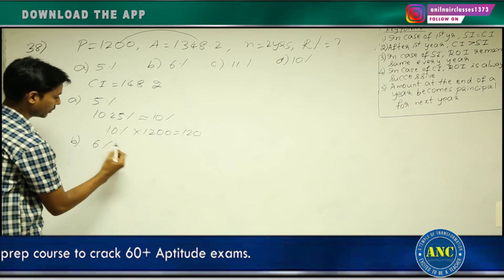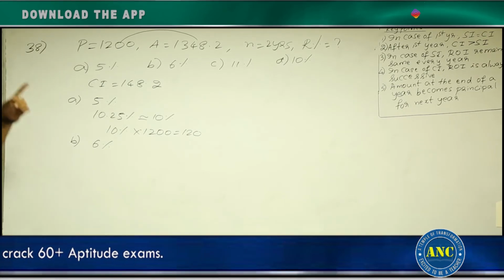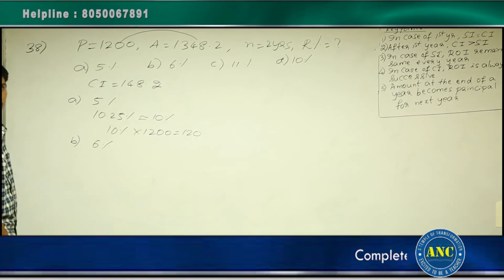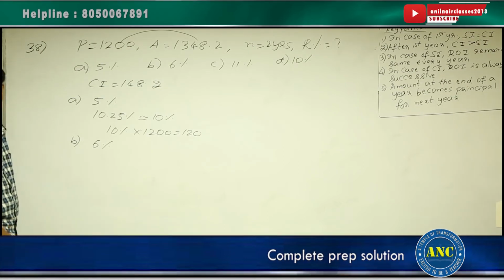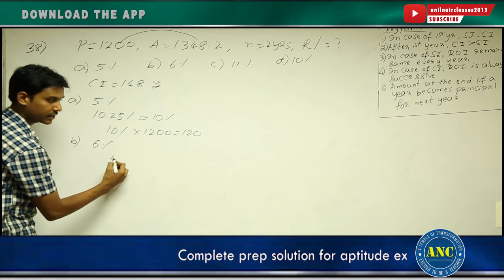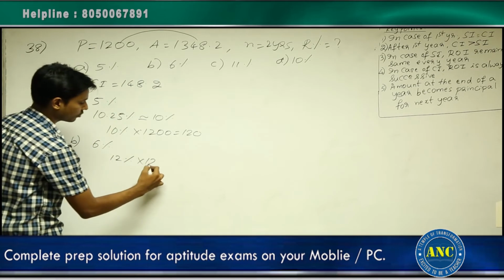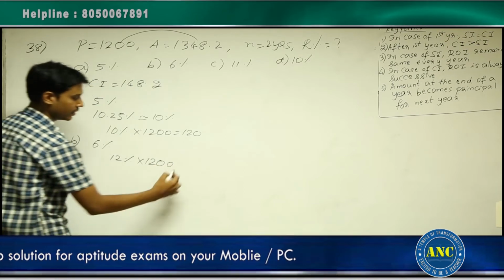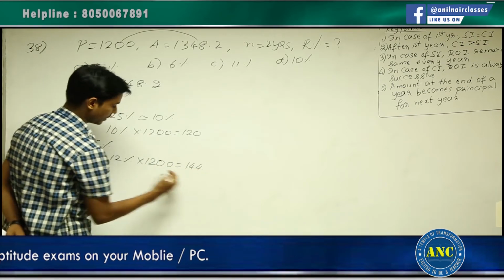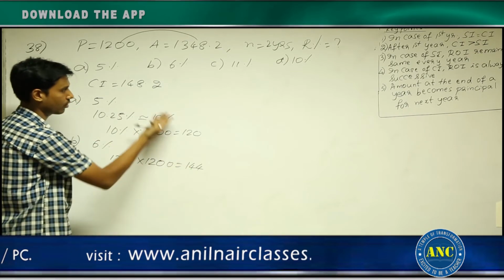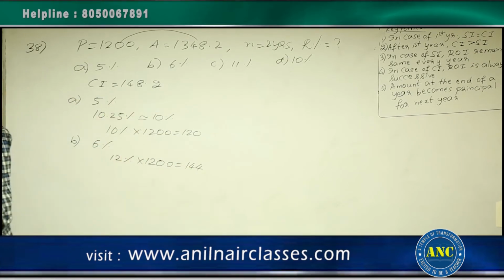Second option, 6%. 6% for 2 years under compound interest. Successive percentage. 6 + 6 + 6 × 6 = 100, 12.36%. I'll approximate to 12%. 12% of the original amount. 12% of 1200. It is 144. It is actually 12.36, it will become 148.2. 144, 148.2. They are close to each other. Answer is 6%.